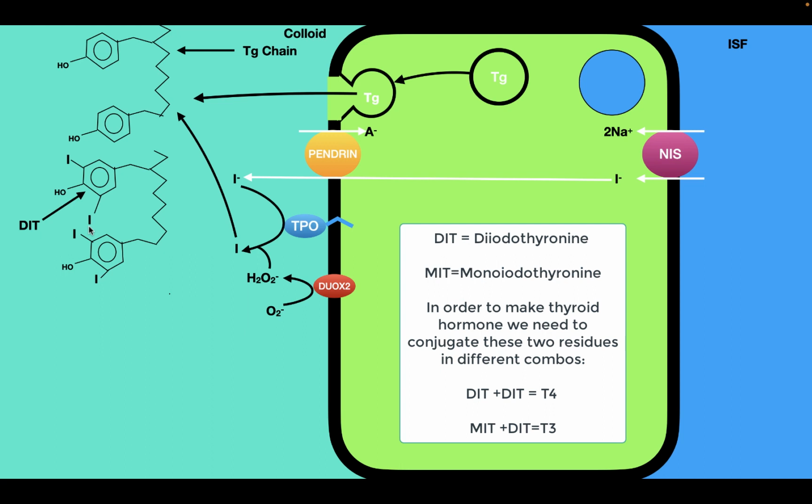Now note that you can also have MIT form. So MIT is only when you have 1 iodine on a tyrosine residue. So these right here are just showing DITs.